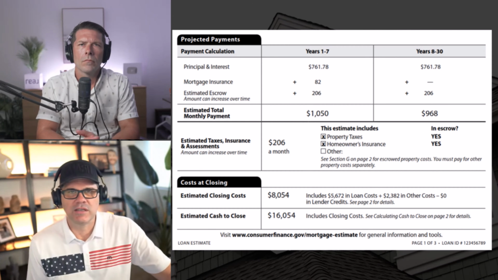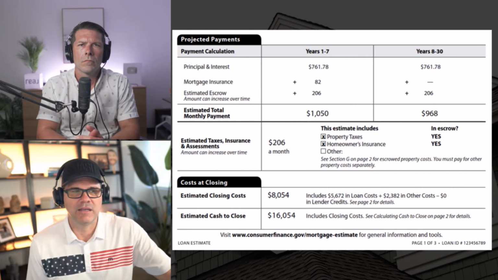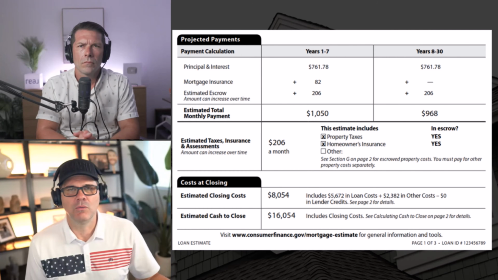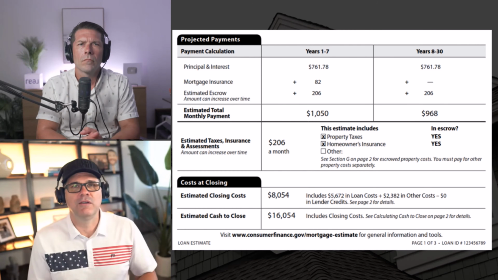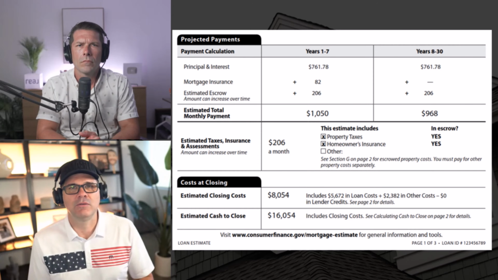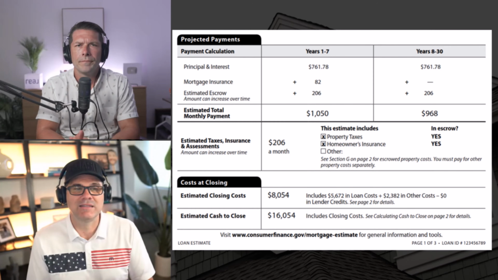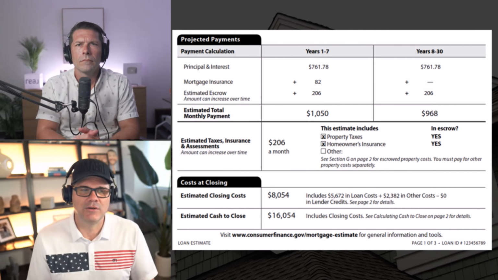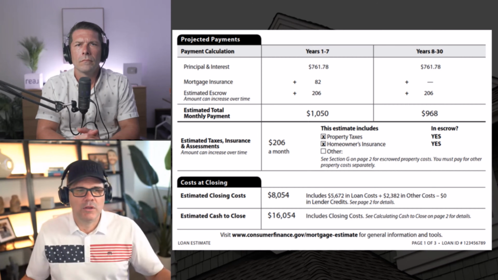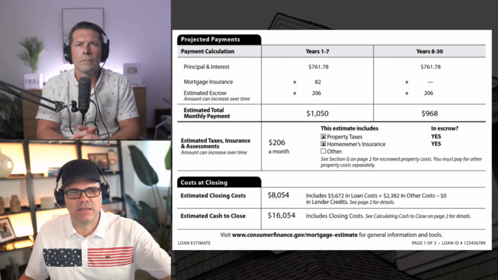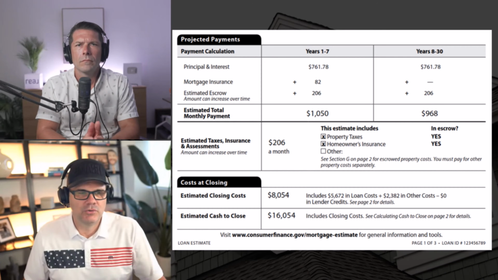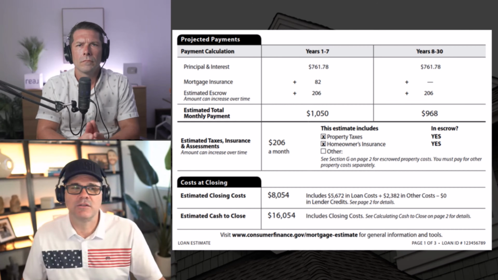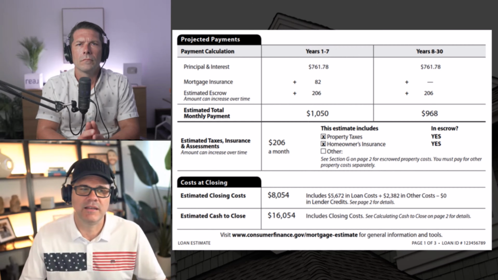So principal and interest, again, we already saw that in the section above, but now it tells you that plus your mortgage insurance, plus your estimated escrow. You're like, what's the escrow? Well, if I'm impounding for my taxes and insurance, they're collecting an amount of that every month. So in this example, we got 761 plus 82 mortgage insurance plus 206 estimated escrow for 1,050. So when we look, then the next box says breakdown of estimated taxes, insurance, and assessments. So you're like, well, 206, okay, I see that. So that's the property taxes and the homeowner's insurance. It shows you what that estimated escrow is.